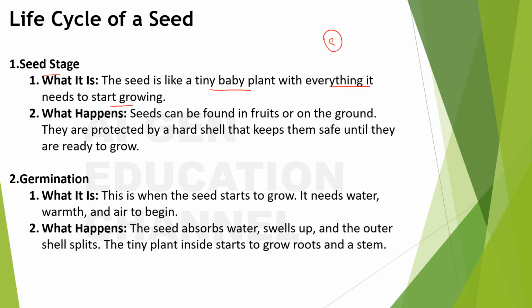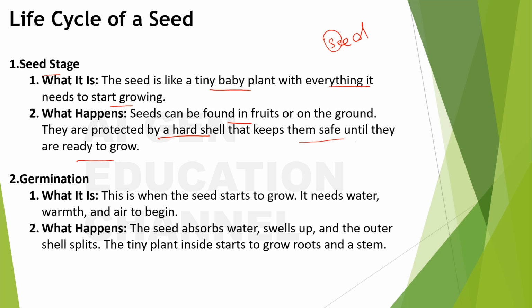First is seed stage. Next, seeds can be found in fruits or on the ground. They are protected by a hard shell that keeps them safe until they are ready to grow. Okay. So till they are ready to grow, they are often protected by a hard shell.